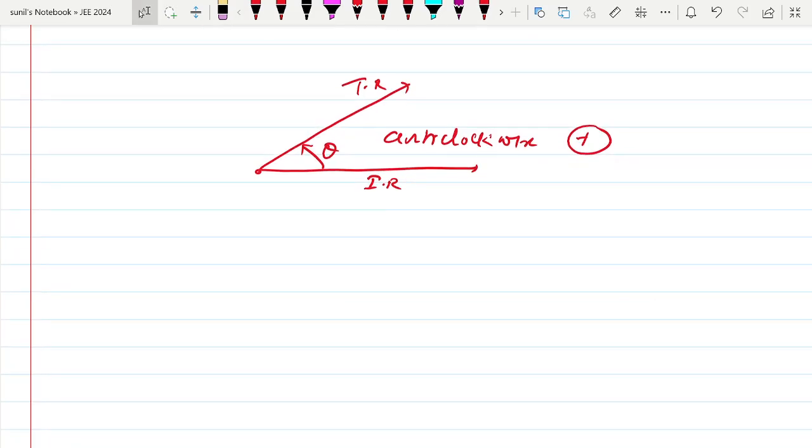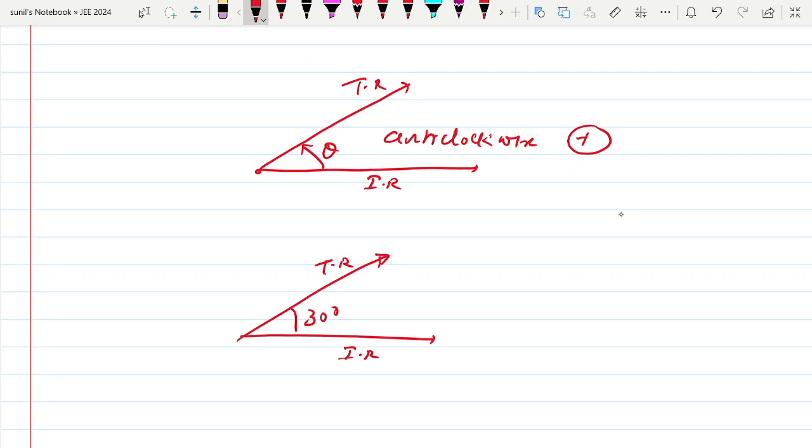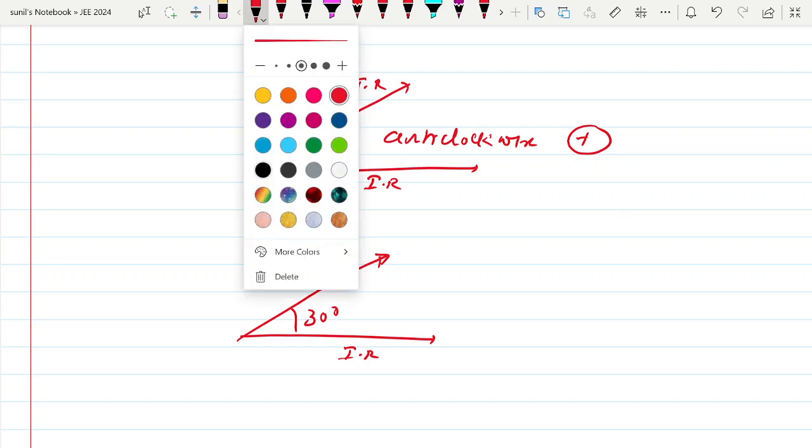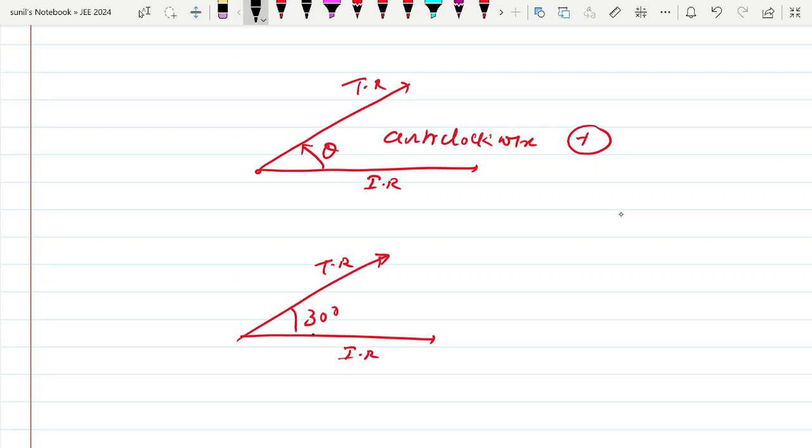See how we understand it. Suppose this angle is, say, 30 degree. This is the initial ray and this is the terminal ray. So the absolute measure of this angle is 30 degree. Now can we obtain this terminal ray by just rotating through a 30-degree angle? No. We can also obtain this terminal ray if it takes one complete turn and then again the terminal ray is here. Now what is the absolute measure of this angle? This is 360 degree plus 30 degree.